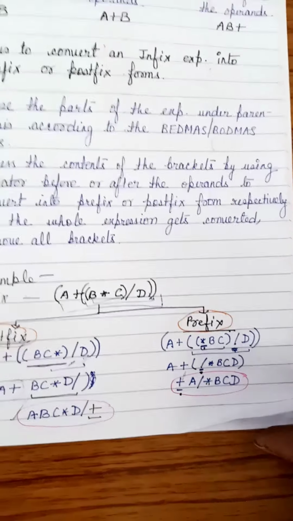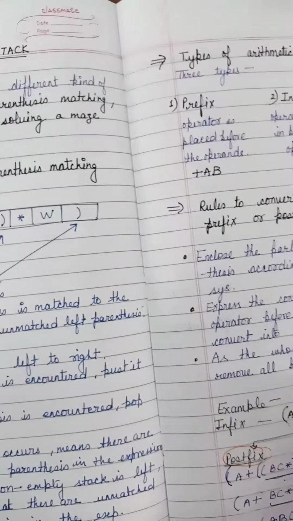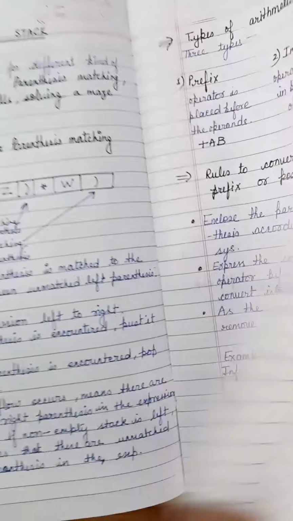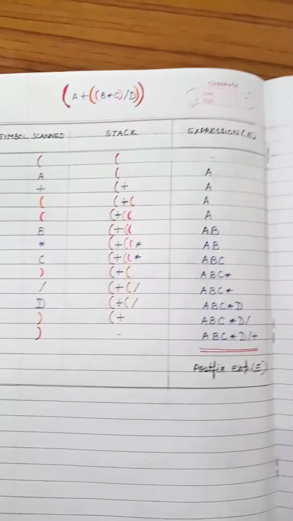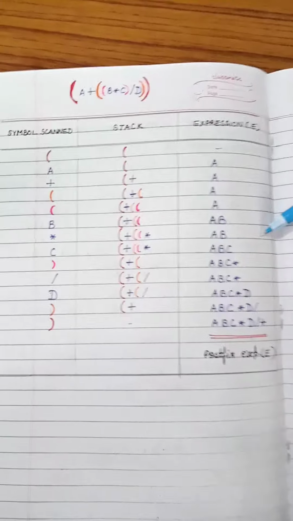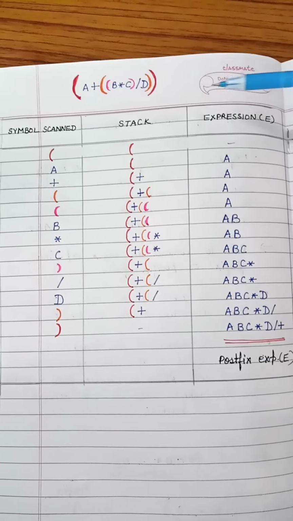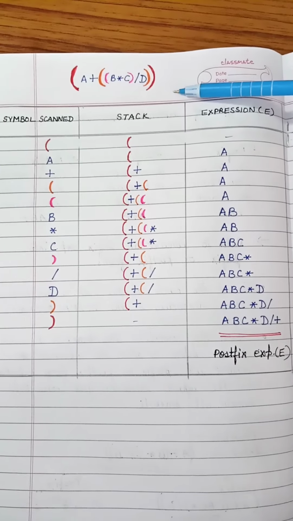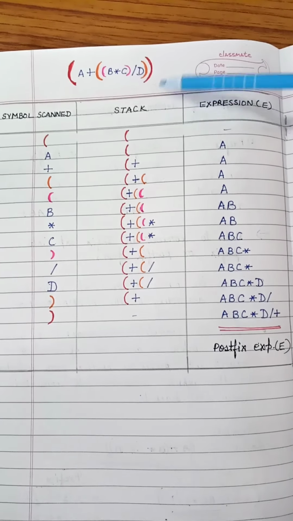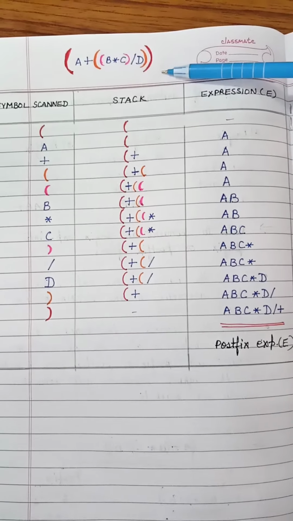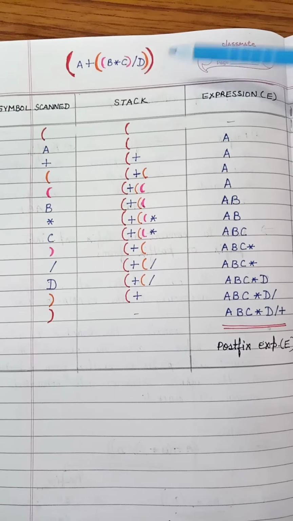This is very simple way to write an expression which is in infix form in postfix or prefix form. You can use this method also in the form of a stack. Suppose we are taking the same expression, a plus b into c upon d. I have written the expression using different colors of pen.